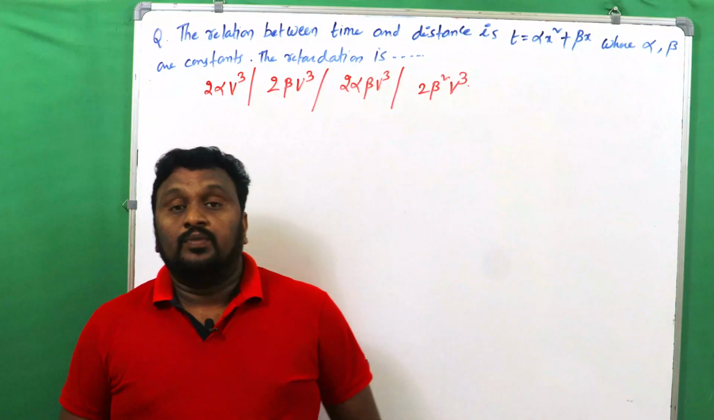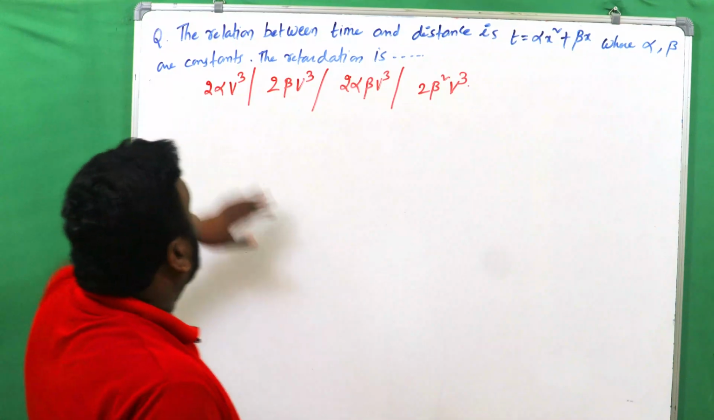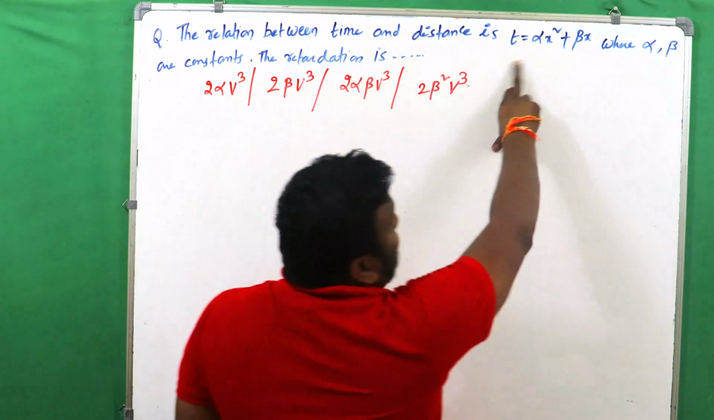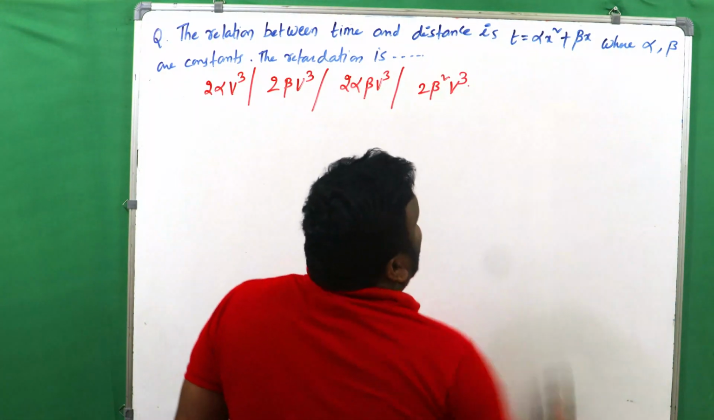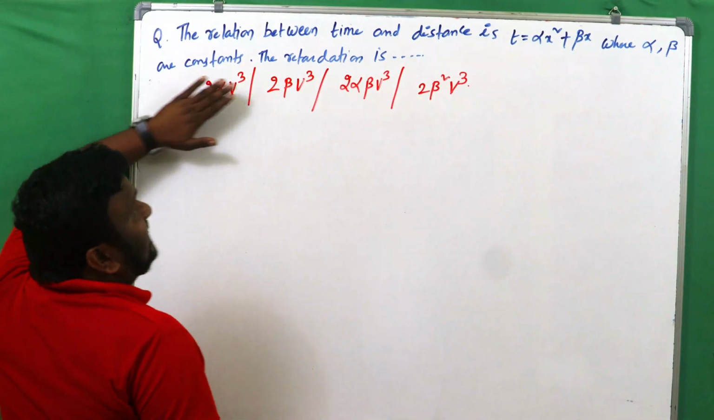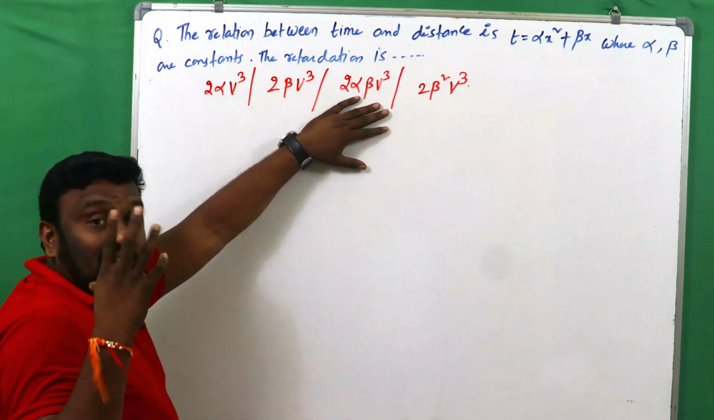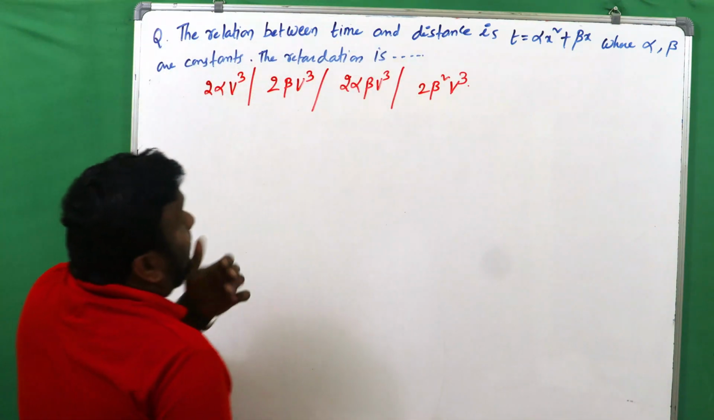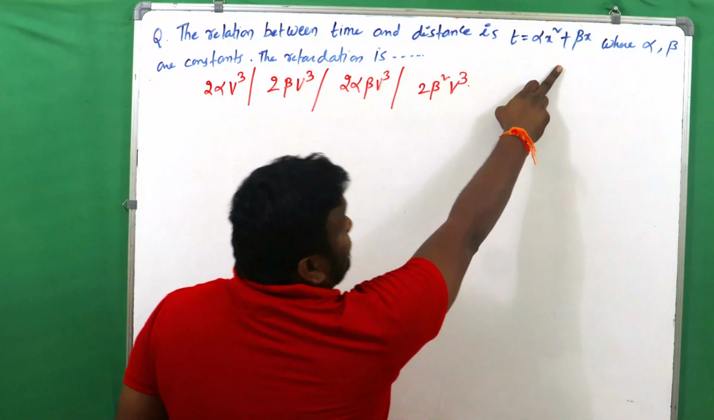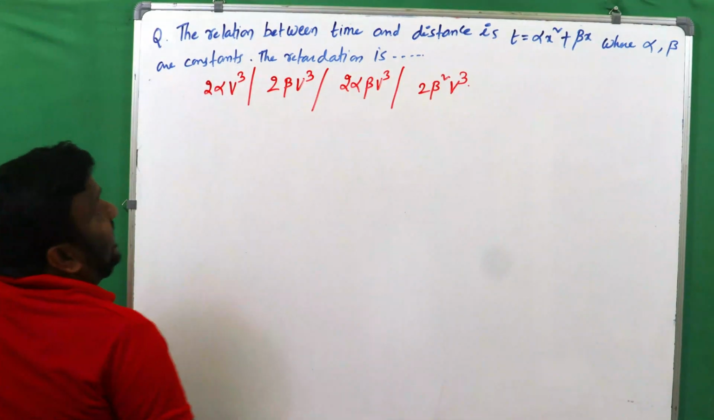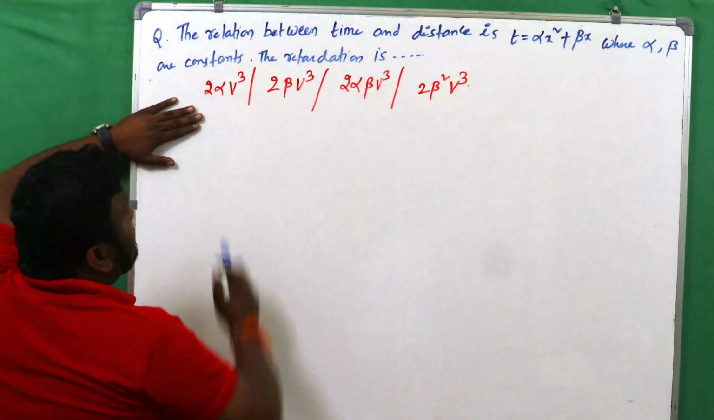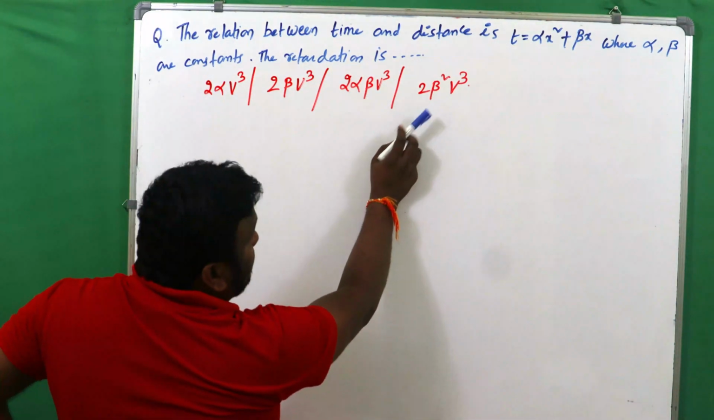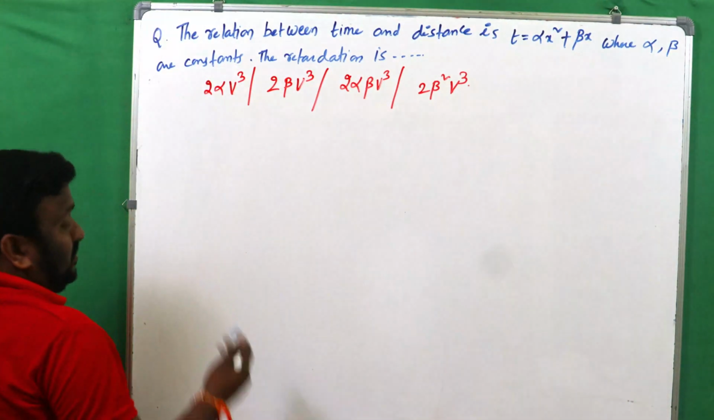Clear? Let's see another problem. The relation between time and distance is t equals alpha x square plus beta x, where alpha and beta are constants. The retardation, which means negative acceleration, is... Some options are given: 2 alpha v cube, 2 beta v cube, 2 alpha beta v cube, 2 beta square v cube.